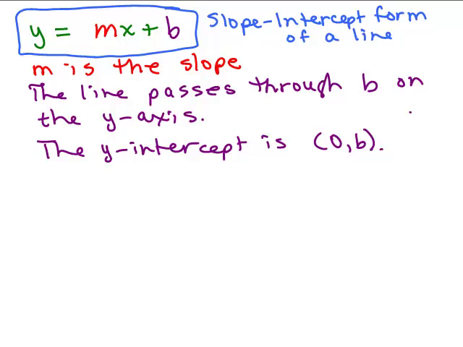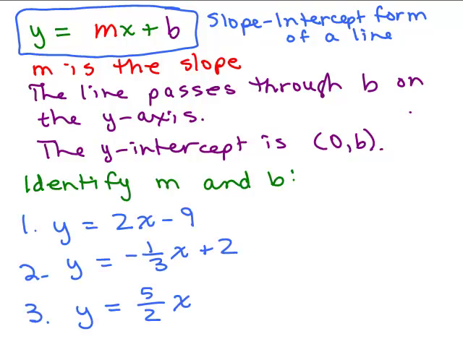So now, let's go ahead and identify m and b in some equations. For these 3 equations of lines, I want you to identify m and b, write what m equals and what b equals. Put it on pause and try that. Okay, so for the first one, remember m is just the coefficient of x. So for number 1, that's m equals 2. For the second one, the slope is -1/3. And for the third one, the coefficient is 5/2. So that's the slope for each of those lines.